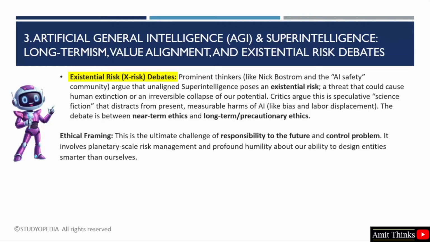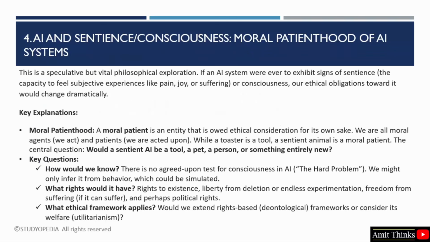This represents the ultimate responsibility to the future and control problem, demanding planetary scale risk management and humility about controlling entities smarter than ourselves. The last one is AI and sentience, moral parenthood of AI systems. This is a vital philosophical question. If an AI exhibited signs of sentience or consciousness, our ethical duties toward it would fundamentally change.